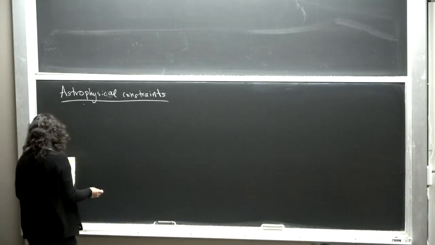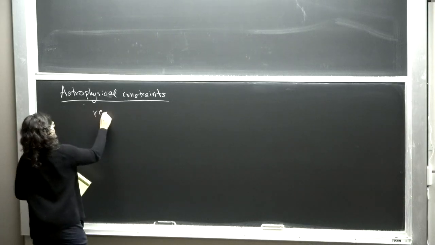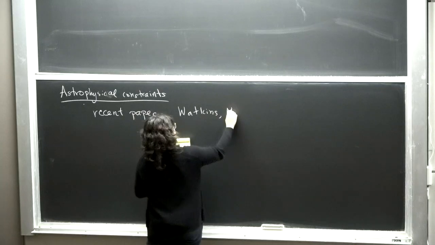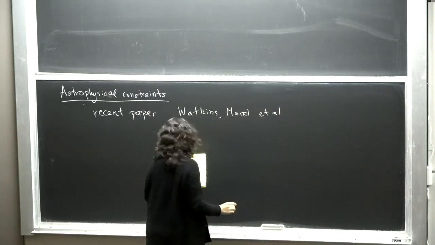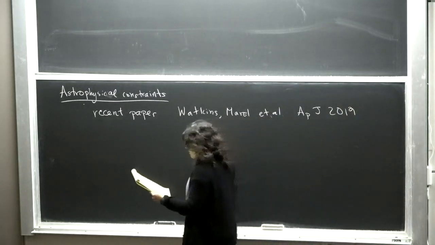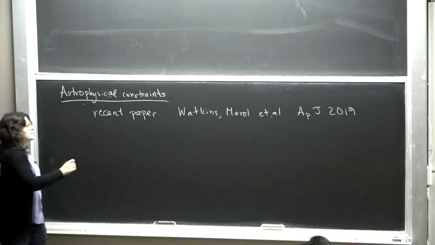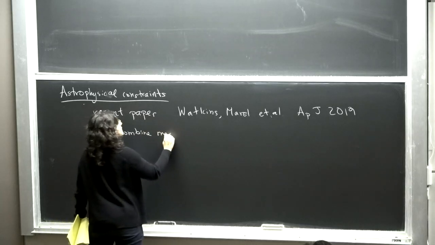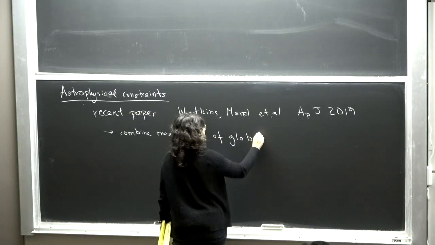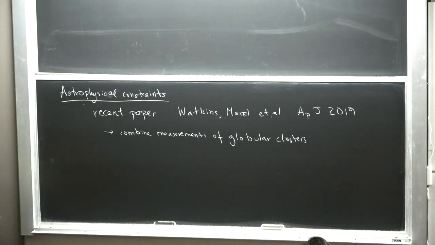Previously, I mentioned that there are measurements of the total dark matter mass in the Milky Way. If you're interested in looking up more, there's a recent paper by Watkins, Merrill et al. This is not my area, so I might be missing more complete or more recent references, but it's a very nice one to look at. What they do is combine measurements of globular clusters, which are dense clumps of old stars. They're good because they're self-bound clumps of lots of stars, so they're brighter than a single star and easier to see.